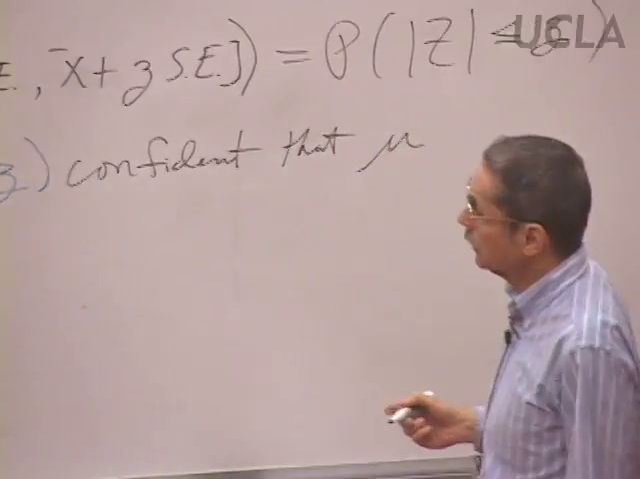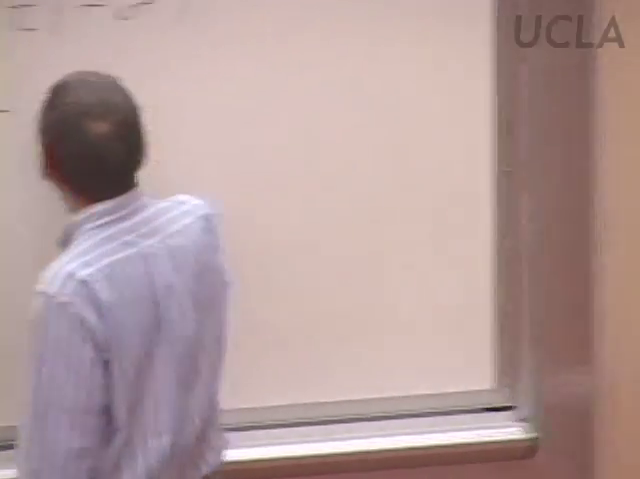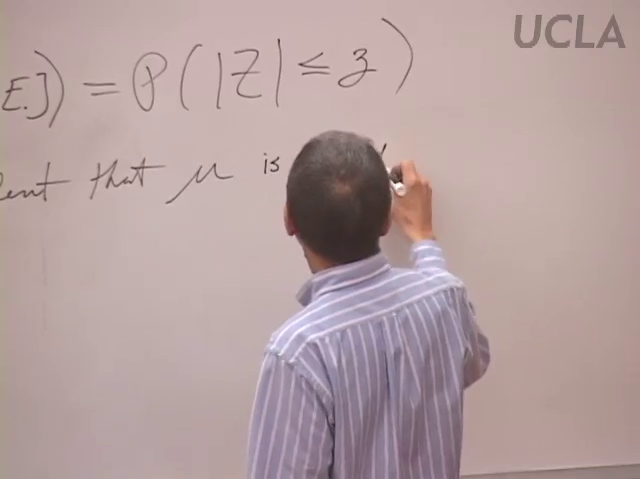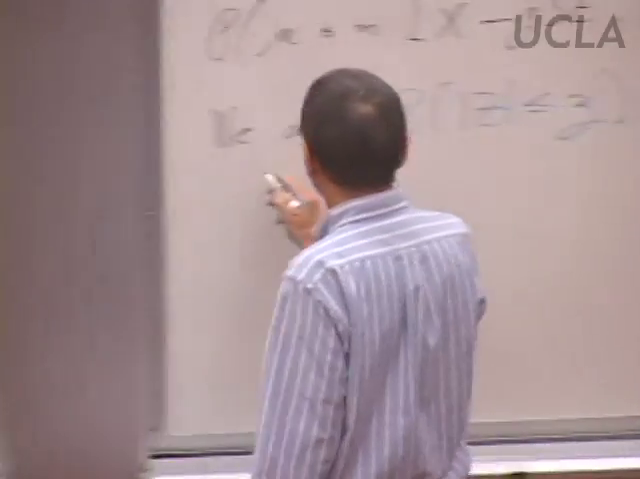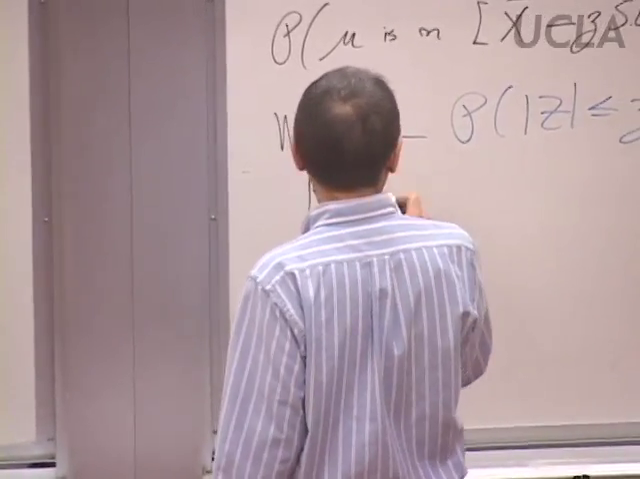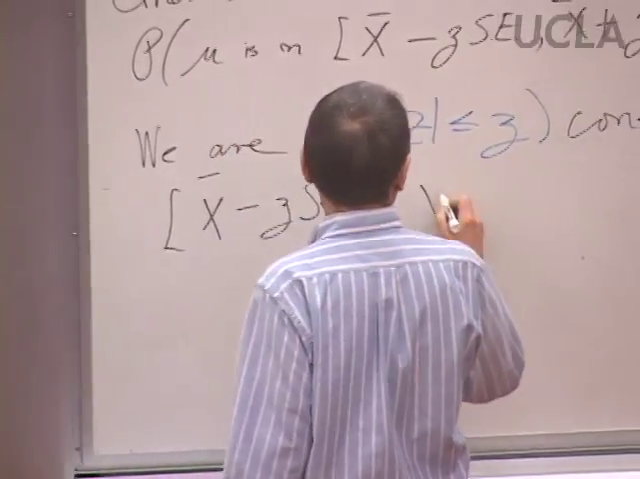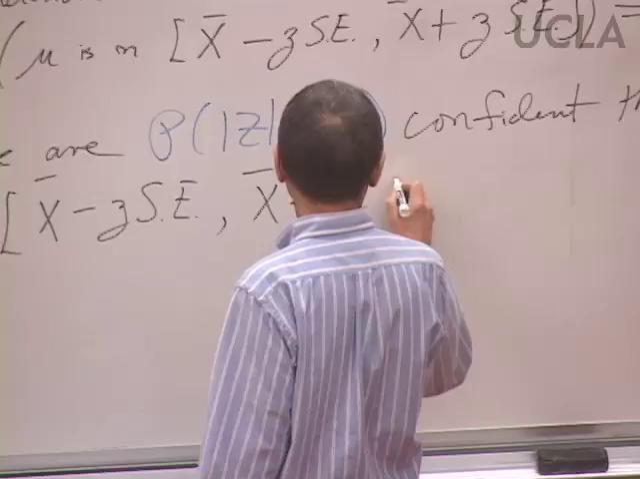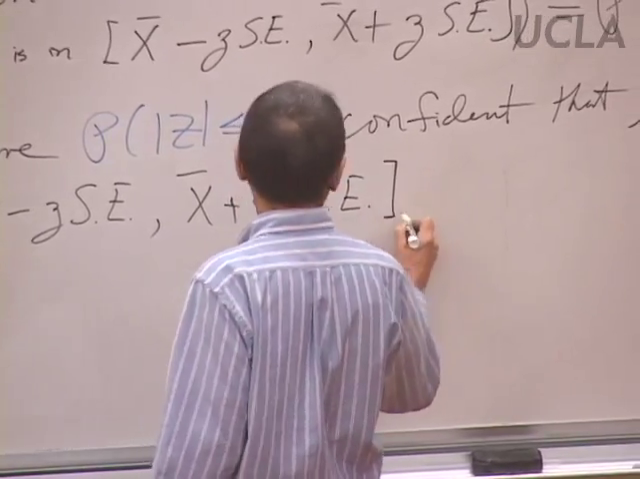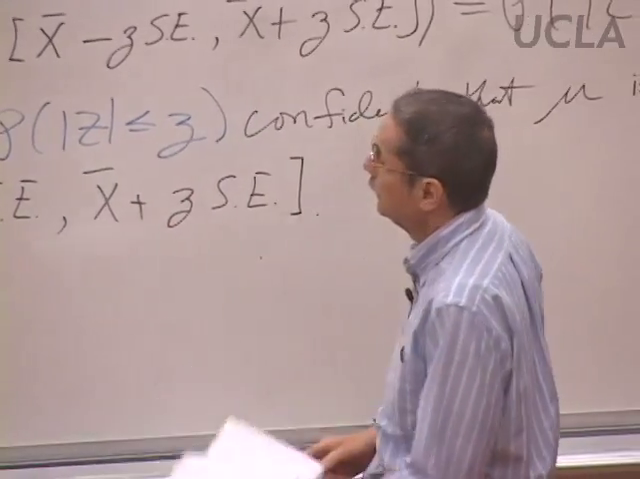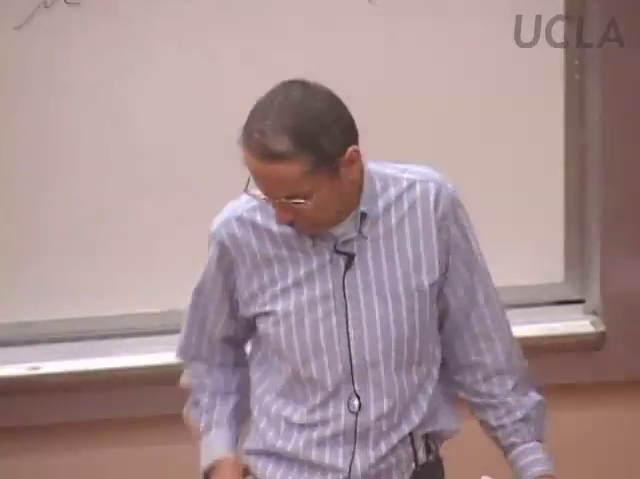That the mean mu that we weren't given but we're trying to find out about is in this interval. Sample mean minus z standard errors to x bar plus z standard errors. That is, we fill in the other blank with z standard errors.